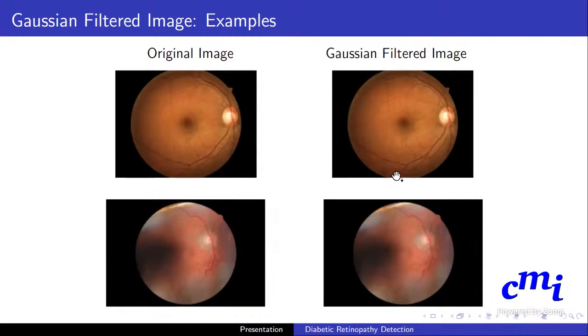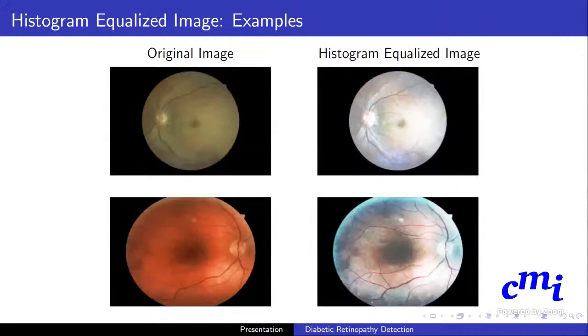So it reduces noise efficiently, but it blurs the edges significantly. So we have performed Gaussian filtering over here. Next, we move on to histogram equalization. So here are a few of the images on which we have performed histogram equalization.